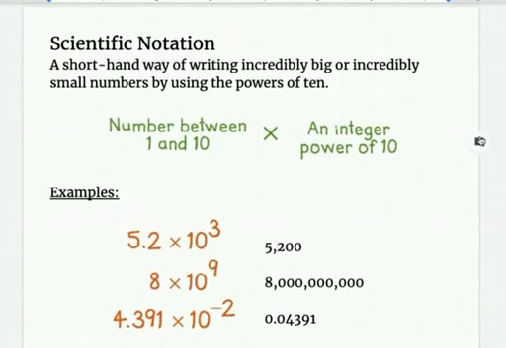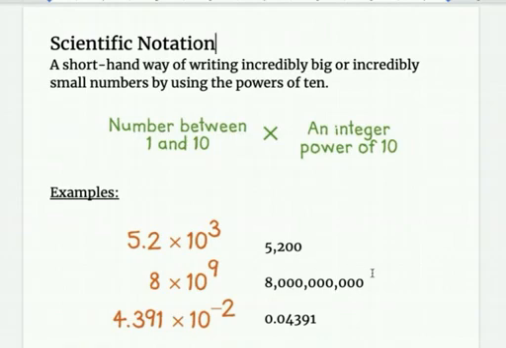We have 5.2 times 10 to the 3rd power. So instead of writing 5,200, you can write 5.2 times 10 to the 3rd power. That means that the decimal point is between 5 and 2, and we're moving it over 1, 2, 3 decimal places to the right to get 5,200.